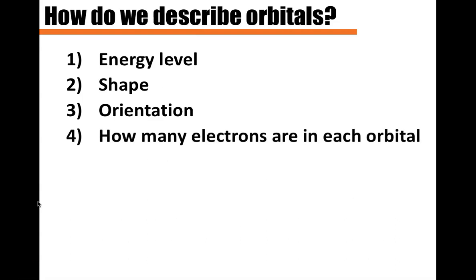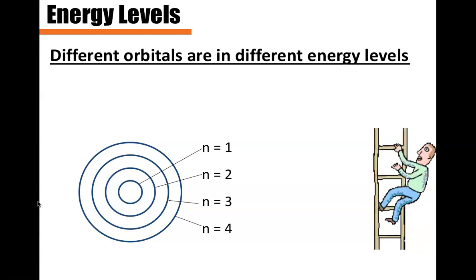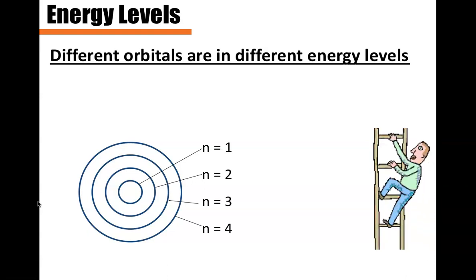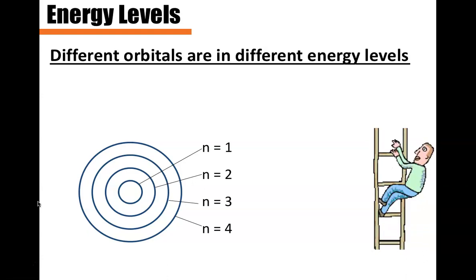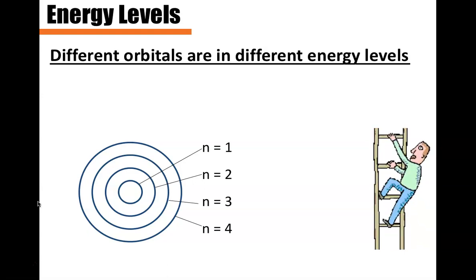Also, we need to look at how many electrons can exist in each orbital. And when I talk about each orbital, I'm talking about a singular orbital, which will make sense in a little bit. So we did talk about different energy levels. You guys probably, when you used to draw an atom, you used to draw these rings, or you called them shells. N equals 1, 2, 3, 4, and so forth. Notice that each ring is larger than the next one before it.